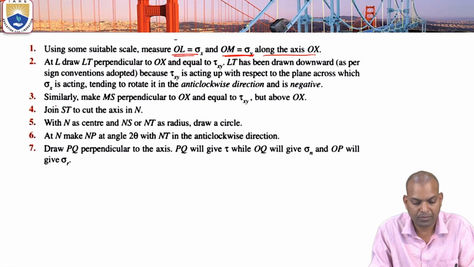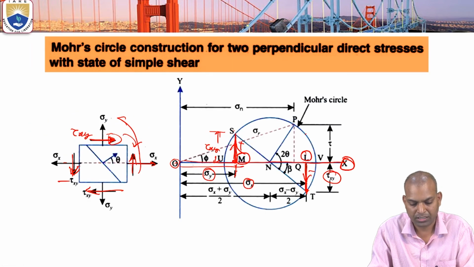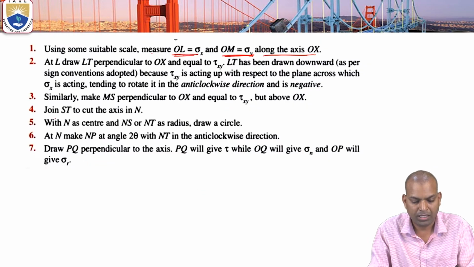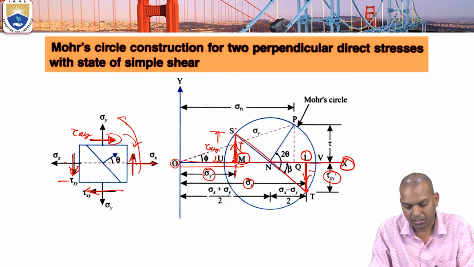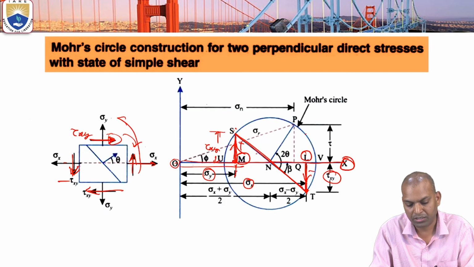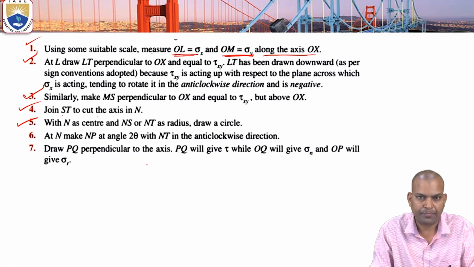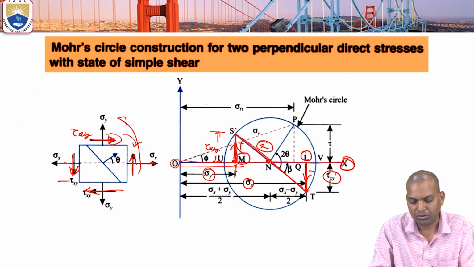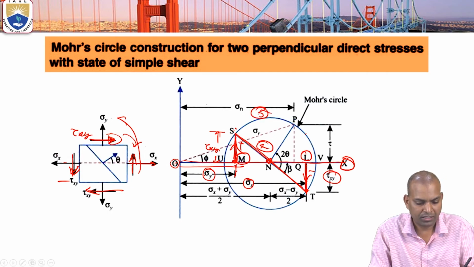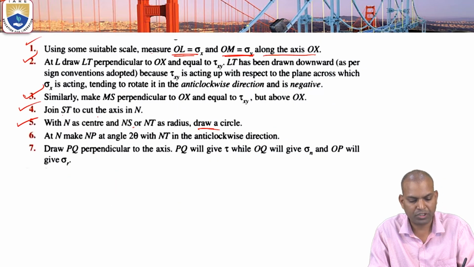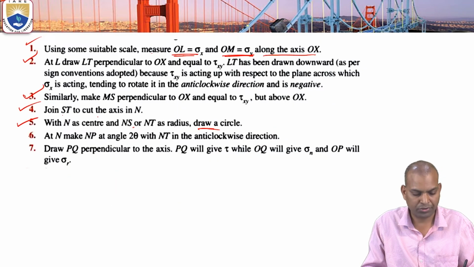The third step is to make MS perpendicular to OX. The fourth step: join ST to cut the axis line. It intersects at N. The fifth step: with N as center and NS or NT as radius, draw a circle. So these are the various steps. Let me complete the remaining 2 steps so that you can understand.